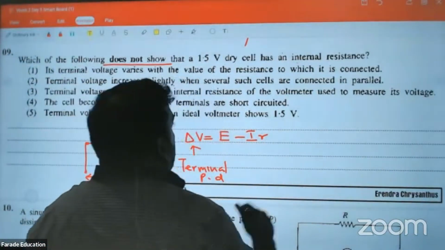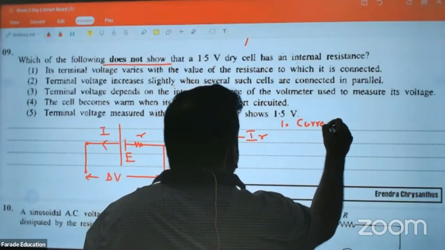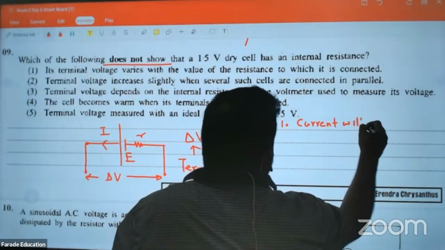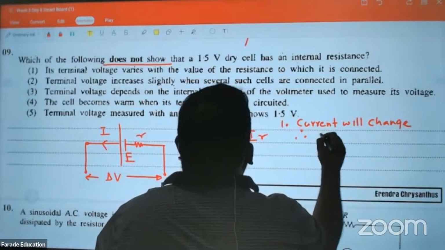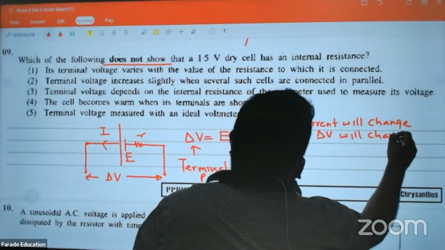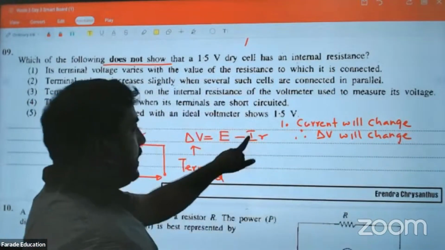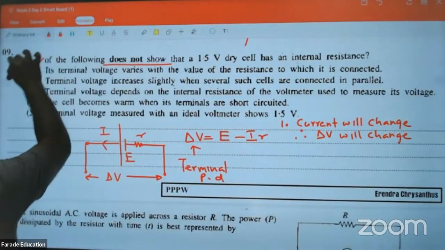So that means what? First one, current will change. Therefore, terminal PD, delta V will change. That means there is an internal resistor. So this one is showing it.